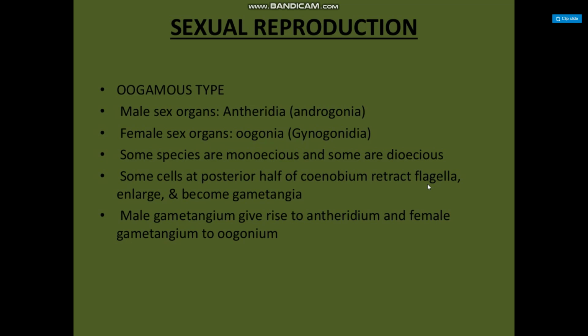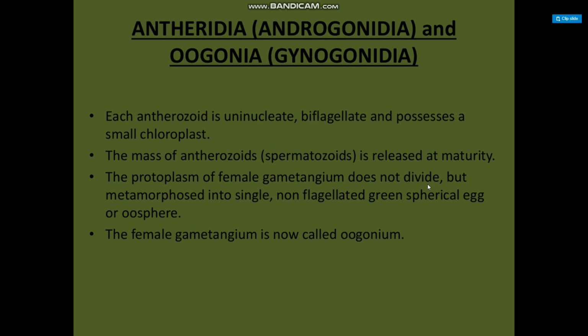Some cells at the posterior half of the coenobium retract flagella, enlarge, and become gametangia. Male gametangium gives rise to antheridium and female gametangium to oogonium. Antheridia and oogonia. Each antherozoid is uninucleate, biflagellate, and possesses a small chloroplast.